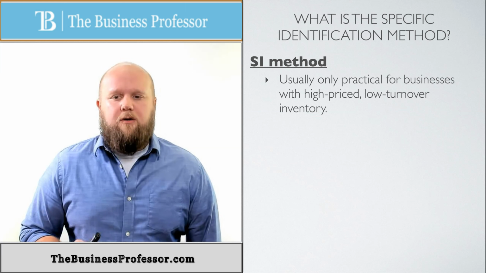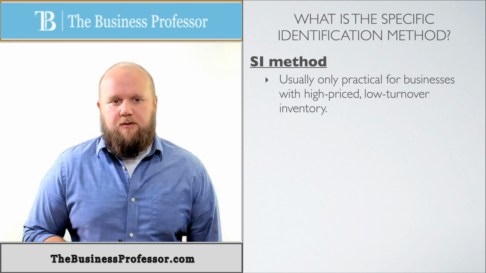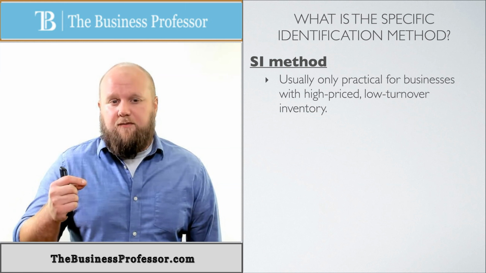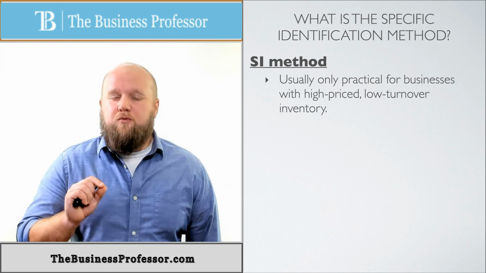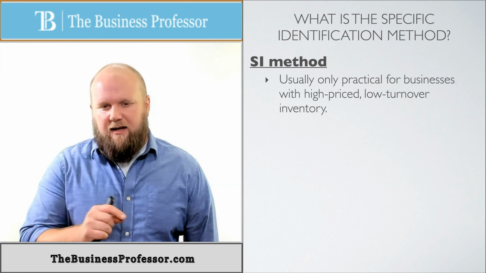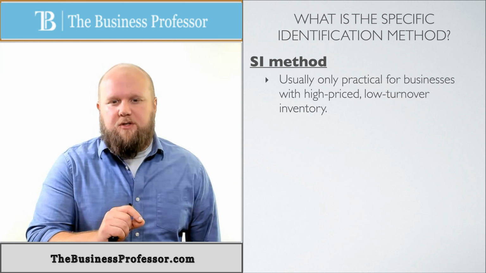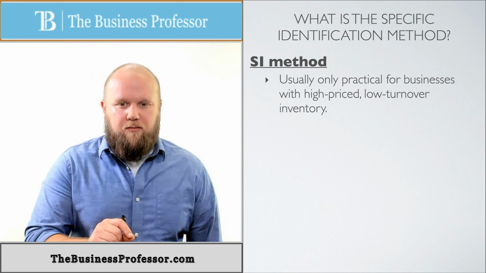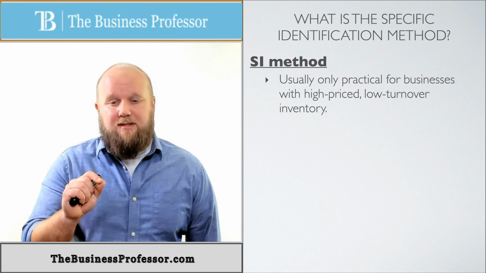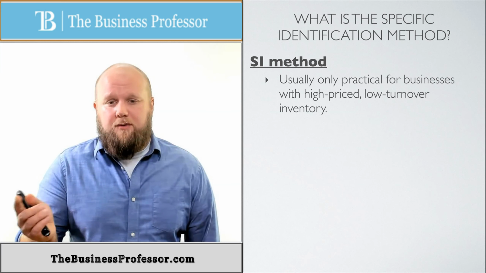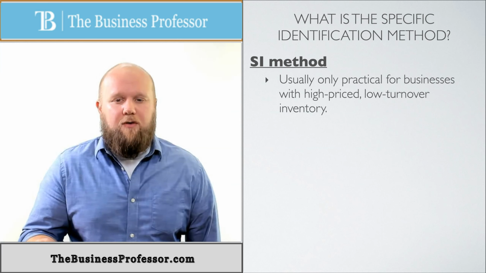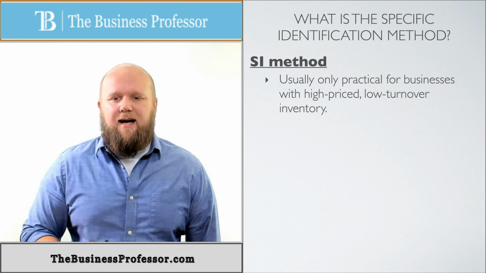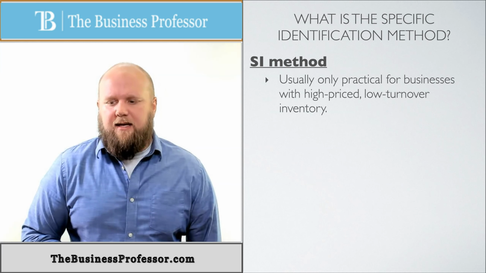This usually is only practical for businesses that have high price, low turnover inventory. If you're talking about a business that sells a lot of the same goods, this is really hard to do, because if I sell them a lot over a given amount of time, I don't know exactly which one I sold. However, if I'm like a car dealership, I know exactly what car I sold. I know exactly how much it cost me, so I can know exactly how much to expense. If I'm doing it for fruit, I don't know which batch of the fruit it came from, so I don't know exactly which one I can expense. I would have to use an assumption for that one. But SI is very specific, obviously like the name implies.